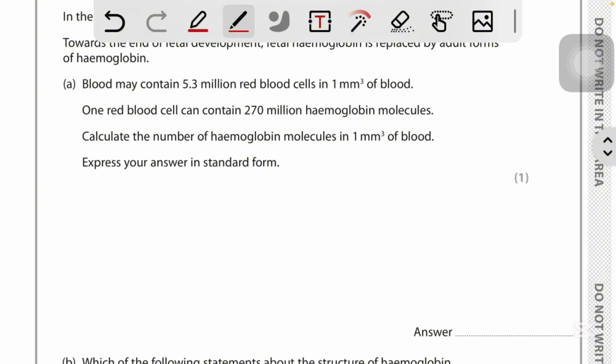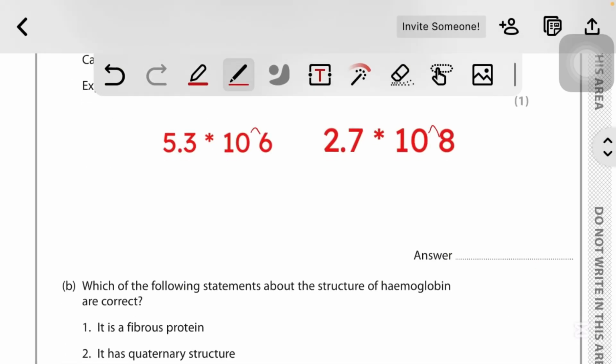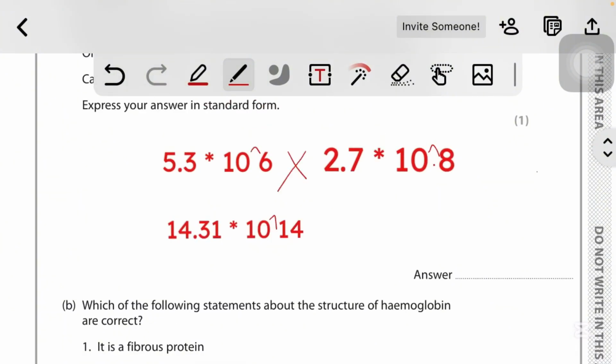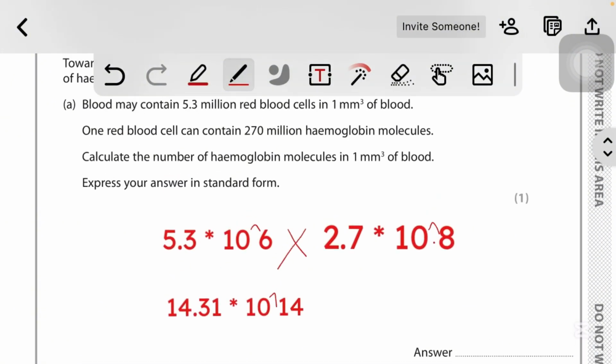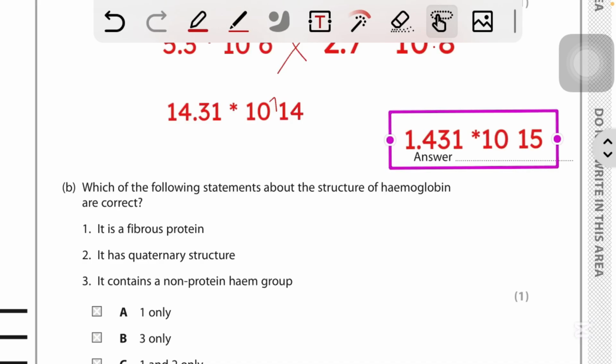So 5.3 million red blood cells in 1 mm³ of blood. So we have to multiply these two values first to get the answer. If you write it in standard form, it will be 1.4 × 10^15. Just write it in perfect standard form. So this is the final answer.